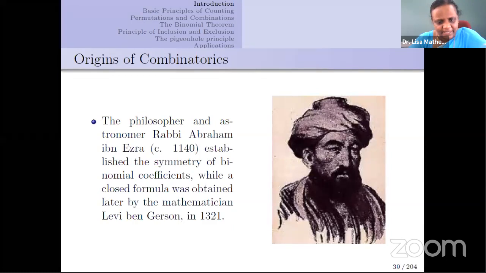Then, apart from Asia, in Israel, the philosopher and astronomer Rabbi Abraham ibn Ezra established the symmetry of the binomial coefficients, while a closed formula for the binomial coefficients was obtained by the mathematician Levi ben Gershon. Now, this is Rabbi ibn Ezra.